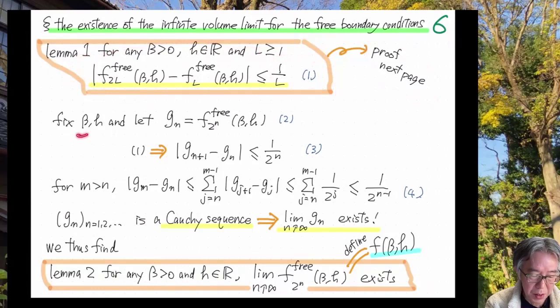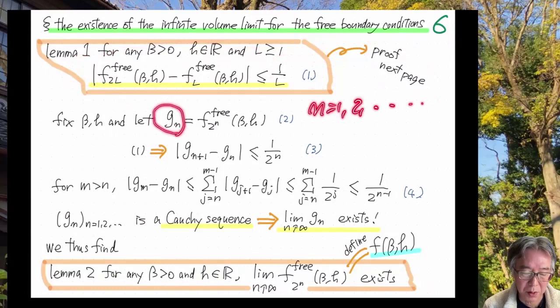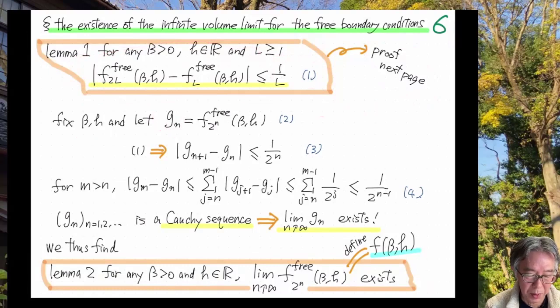And we fix beta and h and define Gn for n equals 1, 2, and so on. So this is simply the free energy density for the free boundary condition for the system size L equals 2 to the n. So this gives you a series of numbers, and then from this inequality, you get this, because here you set L equals 2 to the n, and then this becomes Gn plus 1, this becomes Gn, and this is this.